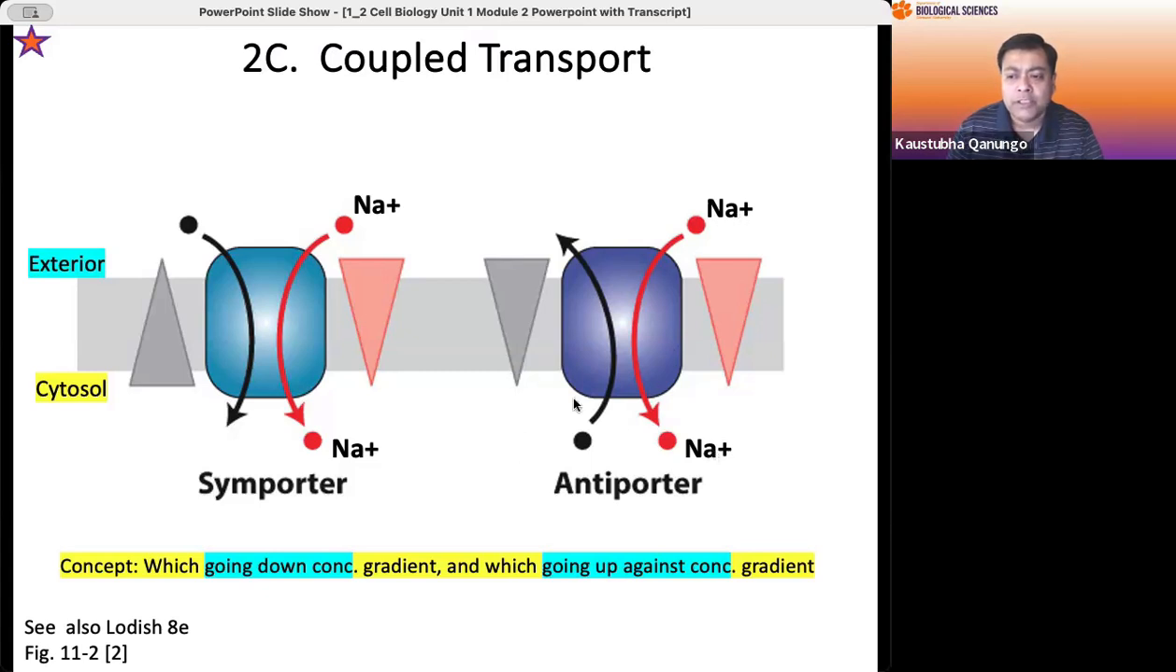Sodium is going down the concentration gradient. Remember that sodium concentration is always high outside and low inside. And as it happens, another molecule can move outside. Say, for example, calcium. Calcium is one of the molecules that is moved from inside the cell to the outside because you want to maintain the calcium concentration low inside the cell. So this can happen. Now, when you are having this first part of the transport, you think that there is no requirement of energy, and that is true. But the overall process needs energy.